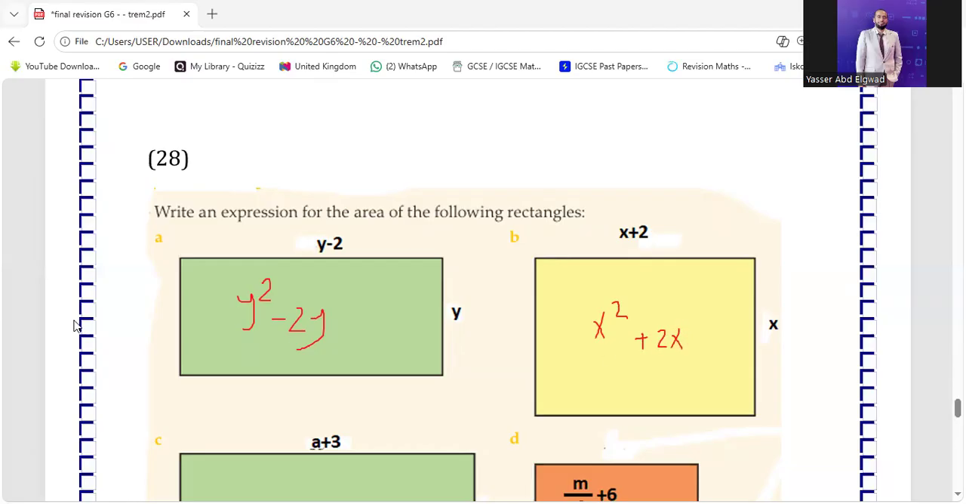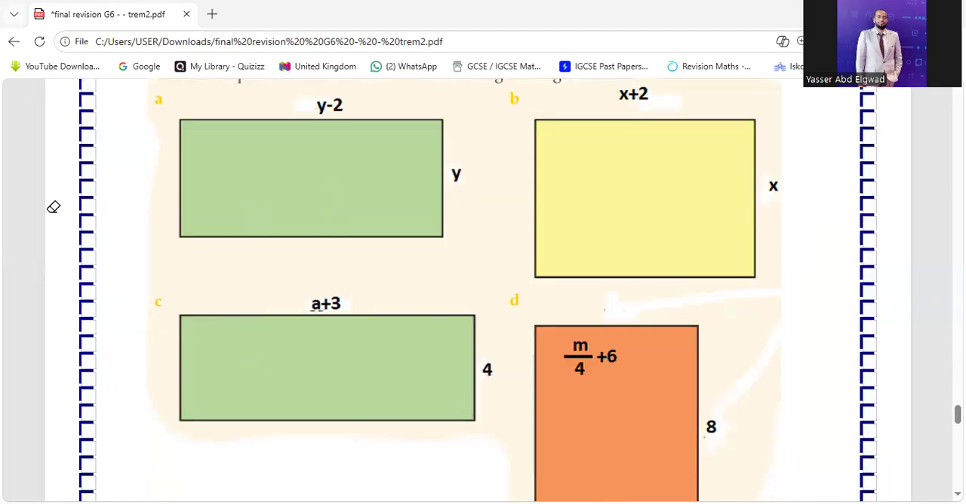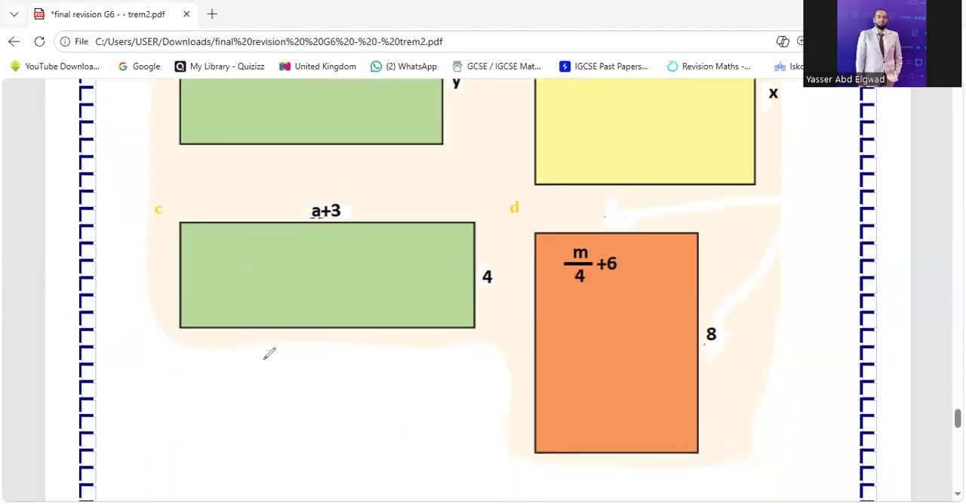The next one. Here is 4 multiplied by a, we get 4a, and 3 multiplied by 4, we get 12. So 4a plus 12. The next one: I will multiply 8 multiplied by m over 4. How to multiply them? Just divide 8 by 4, we get 2m. And we multiply 6 multiplied by 8, we get 48.